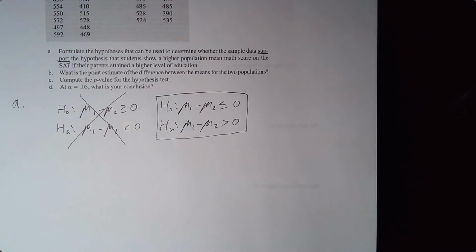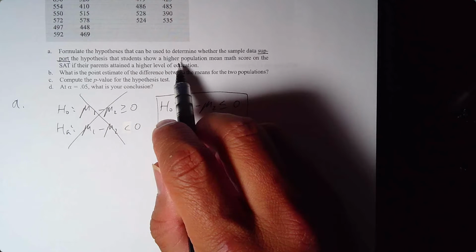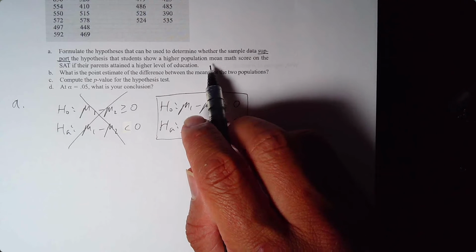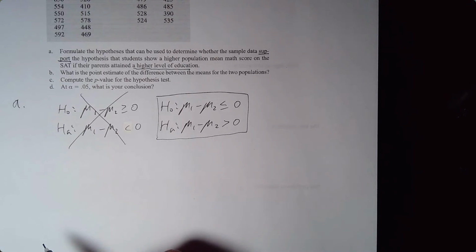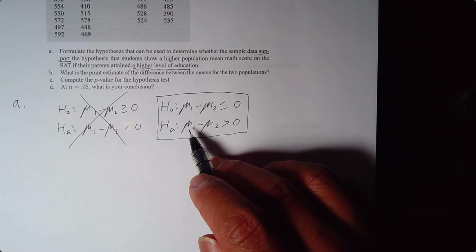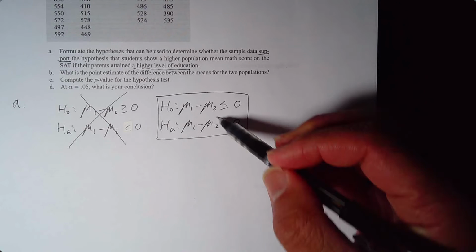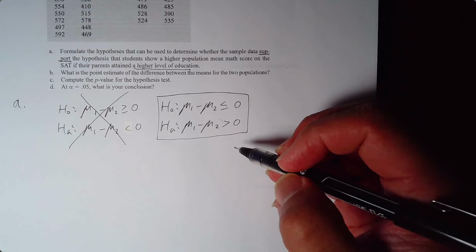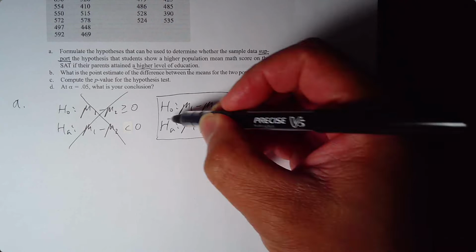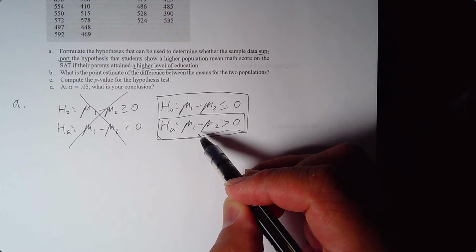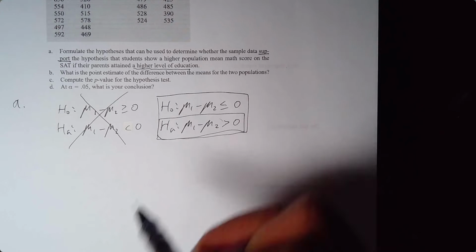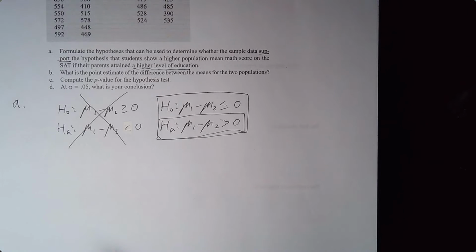That's the keyword here: support. We want to know if the data supports the hypothesis that students whose parents have a higher level of education have a higher SAT score. That means population 1 is greater than population 2, right? Now remember, we can only support a claim if it's in the alternative hypothesis. So this is the claim that we'd like to support. If I want to conduct a test to support this claim, then I have to use this test. Okay. All right. Now, let's proceed.